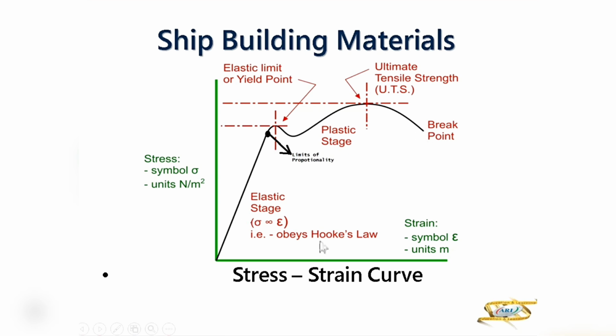Now the area under this curve will determine the toughness of this material. This graph is typically of a ductile material. So this is a graph of a ductile material stress strain curve. It comes in your exam: make the stress strain curve and explain each point. So you have to explain the limit of proportionality, the elastic limit, UTS, and the break point.